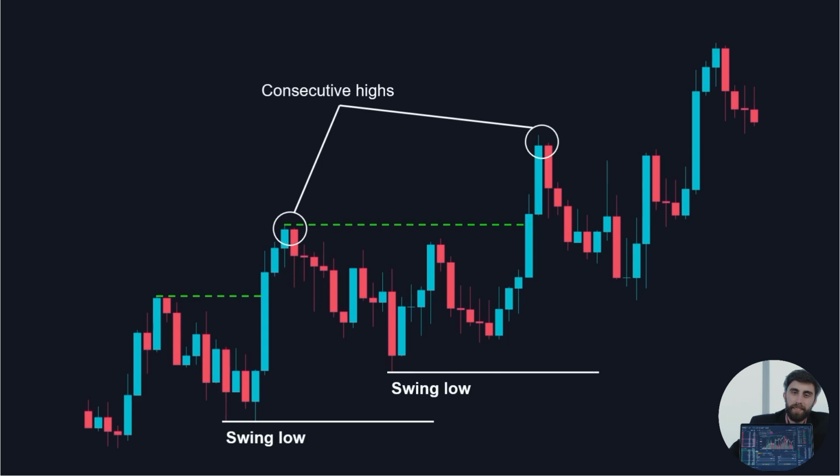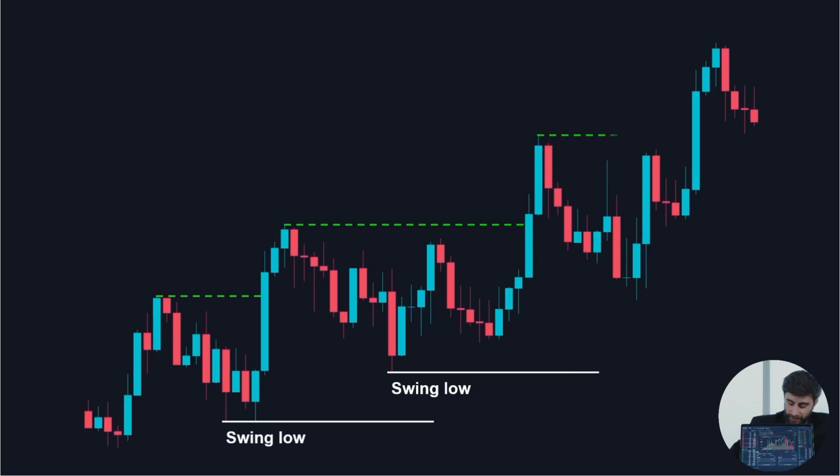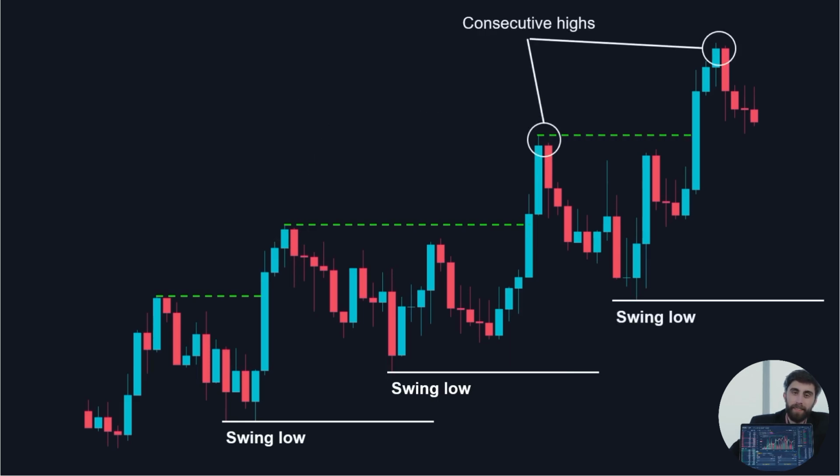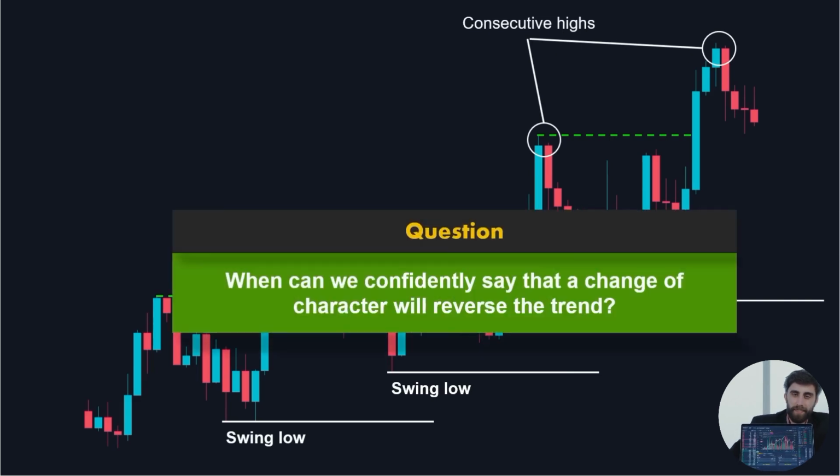Here we have another break of the structure caused by this move. So once again, the lowest point of two consecutive highs is identified as the swing low. Another two consecutive highs and a swing low we have. Keep in mind that the same concept applies to the bearish scenario. Now here comes a question. When can we confidently say that a change of character will reverse the trend?